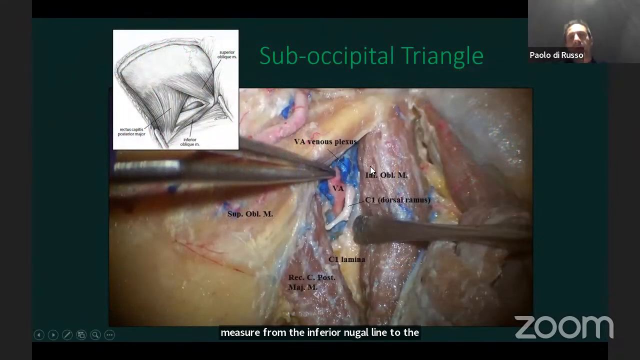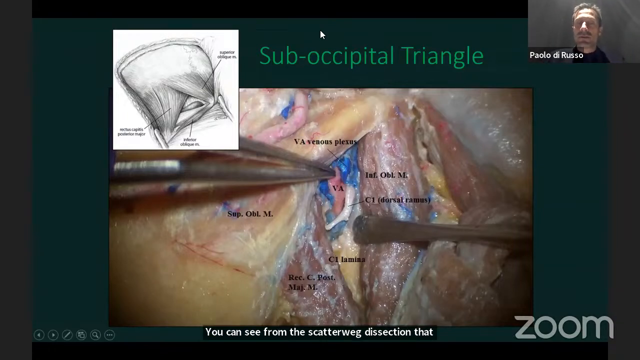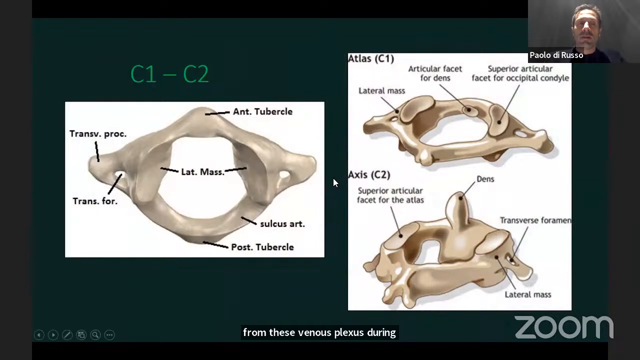You can see from the cadaveric dissection that the vertebral artery is really inside this triangle, surrounded by this venous plexus, which is protected by a periosteum layer that you really want to preserve to avoid any bleeding from this venous plexus during surgery. Let's see a little bit of the bony anatomy.